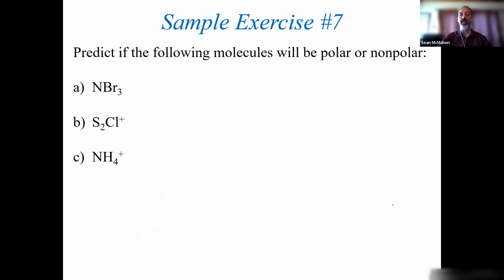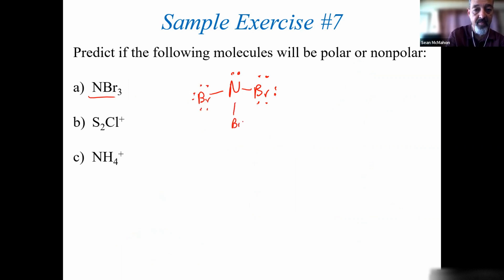So can we predict whether these are polar or nonpolar? We've kind of already drawn these. When I look at this, I see that 1 electron group is a lone pair. So this lacks symmetry because it has 3 bromines, which are the same, but it has a lone pair. So this is polar because it lacks symmetry.